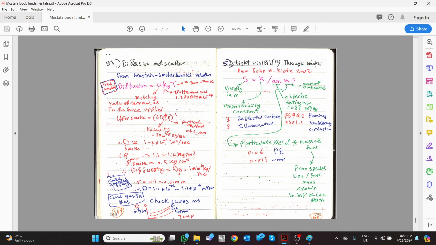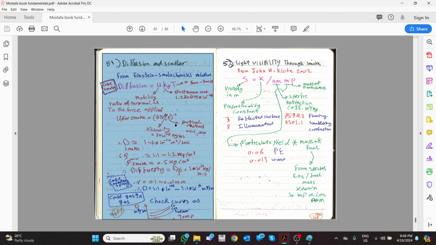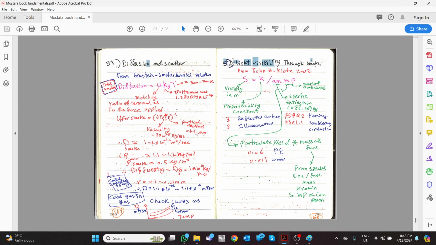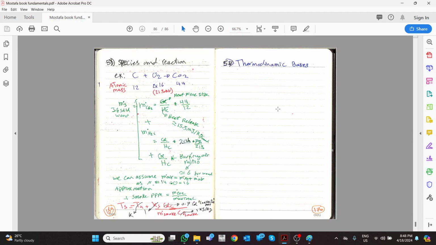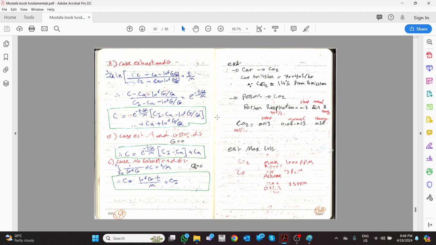This is another new subject, which is diffusion and scalar calculation. For example, the FM200 has a high diffusion. The diffusivity for the FM200 is very high, and the diffusivity of another gas like LPG is way less than FM200 inside the air. It can also be applied for smoke, water mist, etc. There's another subject for light, visibility and species reaction. But we're going to stop here.